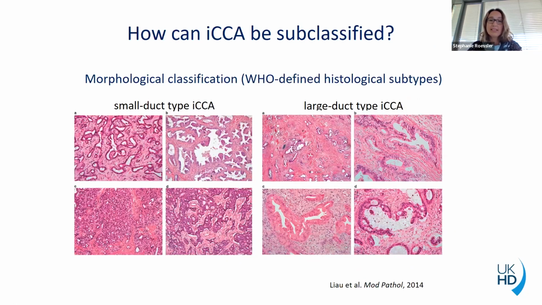So in addition to these mutations and epigenetic changes, there is also more and more classification of tumors and subclassification based on the histomorphology. And so this is now also part of the WHO. And so the ICCA cases, they are further subdivided into small duct type ICCA and large duct type ICCA. And here are some examples shown from Liao et al., who very nicely also reported these different groups of ICCA. And I like this picture very much because you can still see that there's variability. So it's not black and white, but there are different small duct type ICCA and different large duct type ICCA.